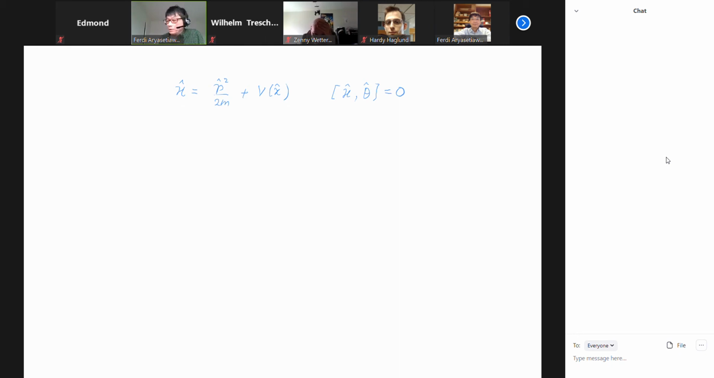So let's have a look at the effect of the time reversal operator on the Schrödinger equation. We have the time-dependent Schrödinger equation like this, that is equal to H acting on alpha. So now let's apply the time reversal operator on both sides.